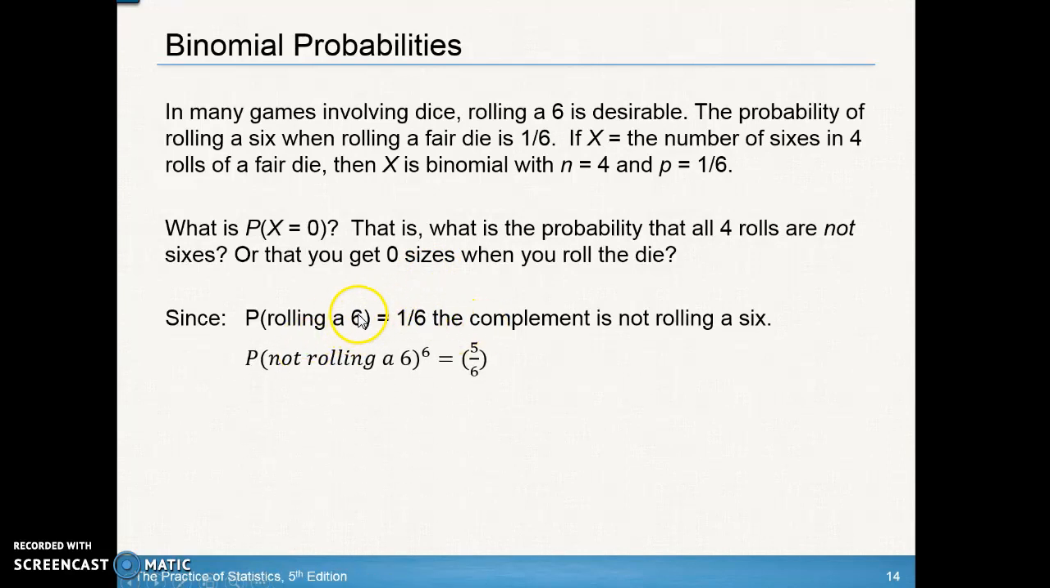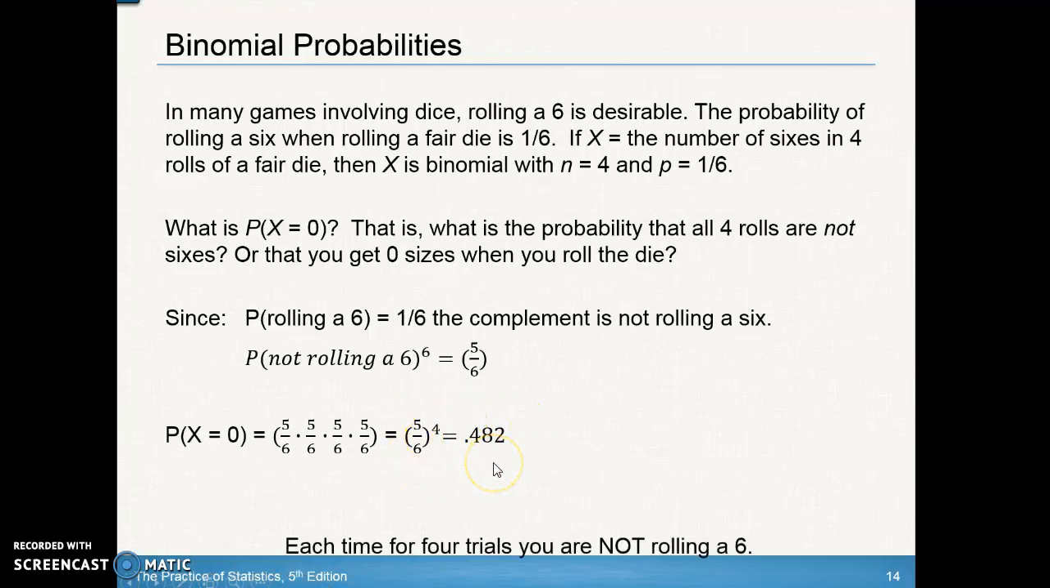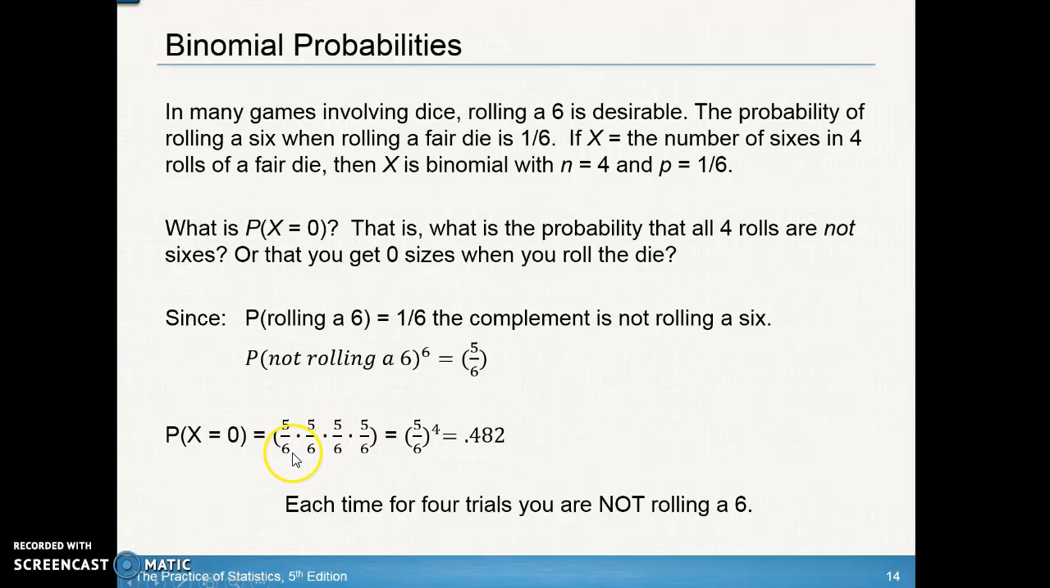So if the probability of rolling a 6 is 1 out of 6, the probability of not rolling a 6, there's 5 other choices, 1, 2, 3, 4, 5, is 5 out of 6. Okay, and we're going to raise that to the 4th power. Why? Because this is saying the first roll did not get a 6, second roll did not get a 6, third roll did not get a 6, fourth roll did not get a 6. So 5 out of 6 raised to the 4th is 0.482. Okay, so that's basically telling us each time that we roll a die 4 times, we're not rolling a 6.